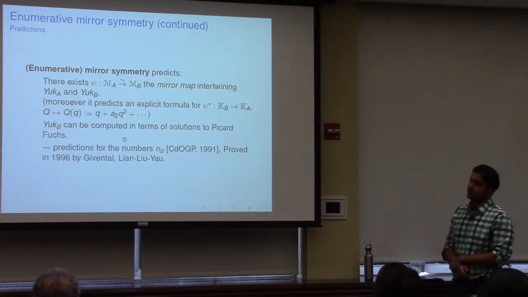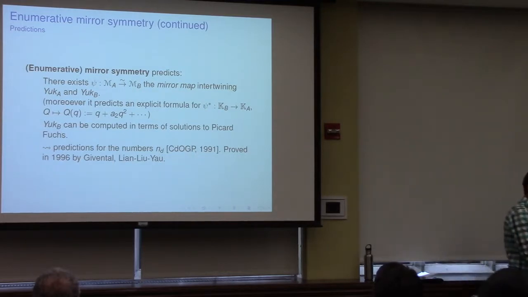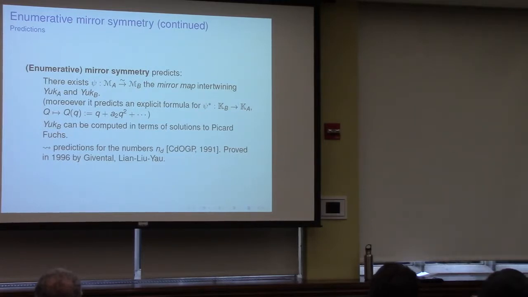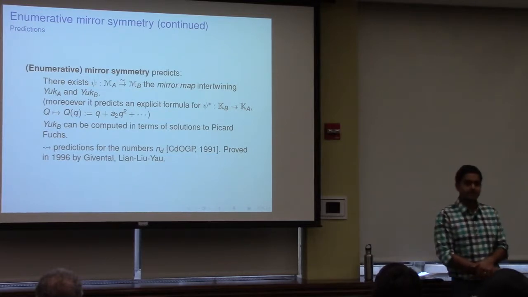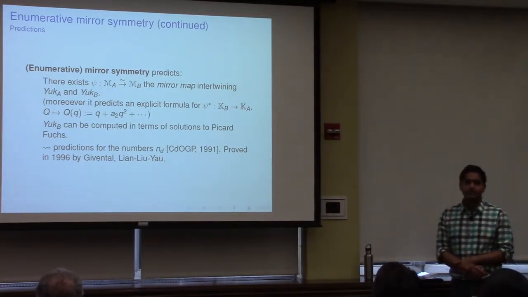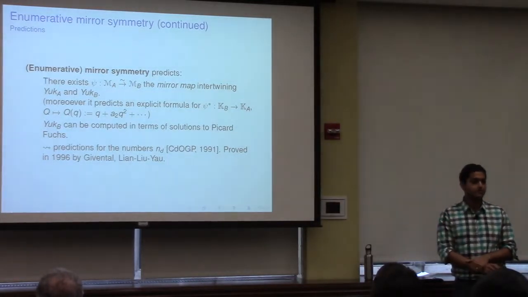Okay, what's the point of this prediction? Well, on the B side, the Yukawa coupling can be computed very efficiently in terms of solutions to Picard-Fuchs differential equations. And so this actually leads to predictions for the numbers n sub d, which a priori were quite hard to compute. Okay, so this was the observation in this landmark paper of Candelas, de la Ossa, Green, and Parkes, and it was proved in 1996 by Givental, Lian, Yau, and Yau, in these examples and many more. Any questions about what enumerative mirror symmetry is for our purposes?